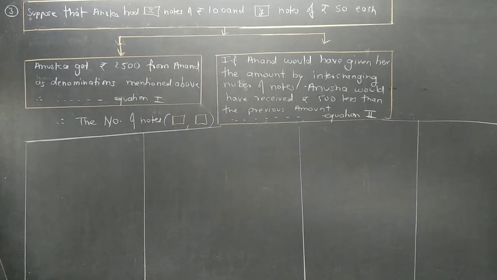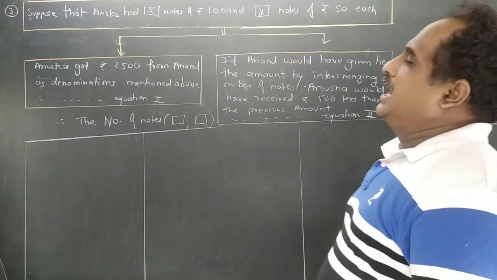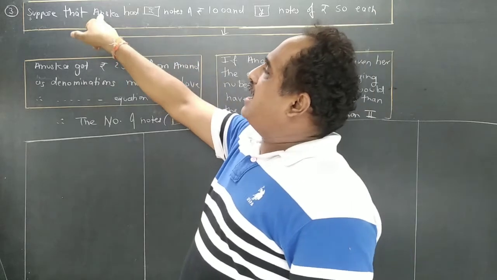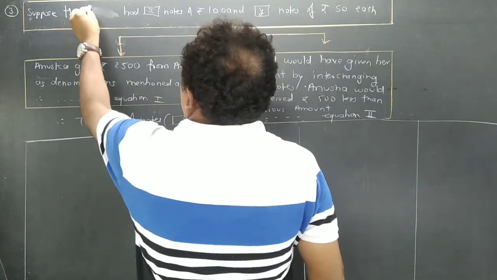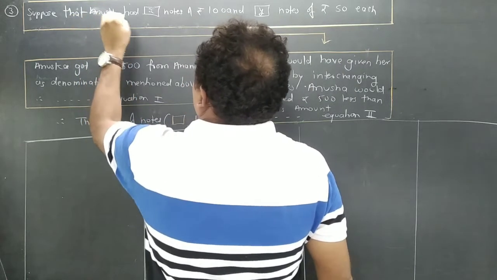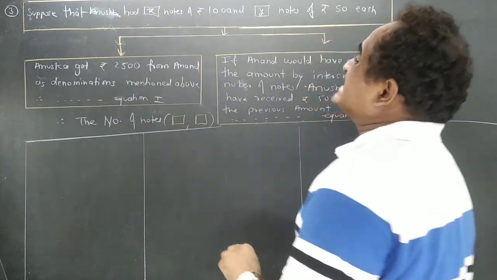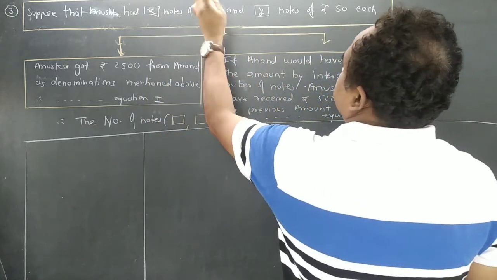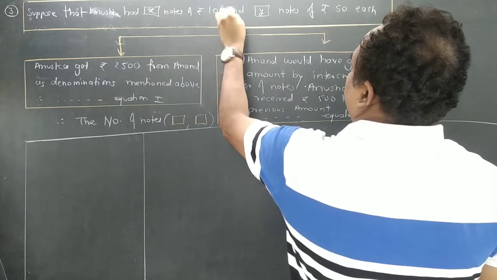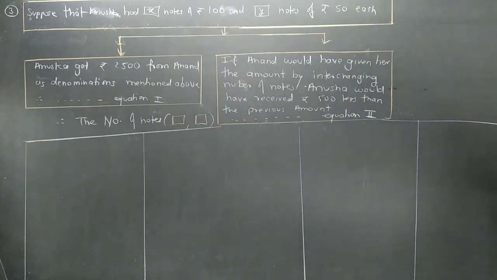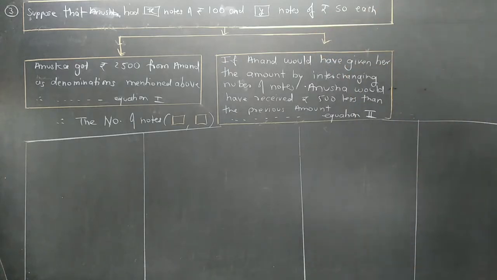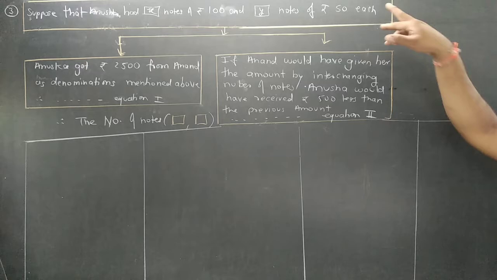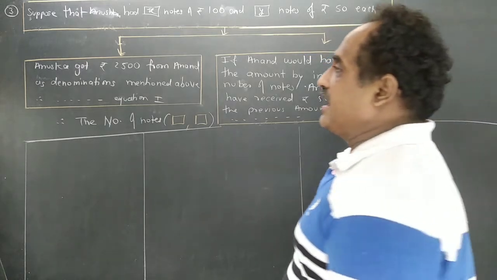The third sub-question of question number 7. Suppose that Anushka, sorry, I made a mistake. Anushka had X notes of rupees 10, but here they had made a mistake. It is 100. Please take care of it. There's a printing mistake in the textbook: 100 rupees and Y notes of 50 rupees. Got it? Because behind they have given the answer as 100 rupee notes only. So you have to make the changes. Same thing we'll write.